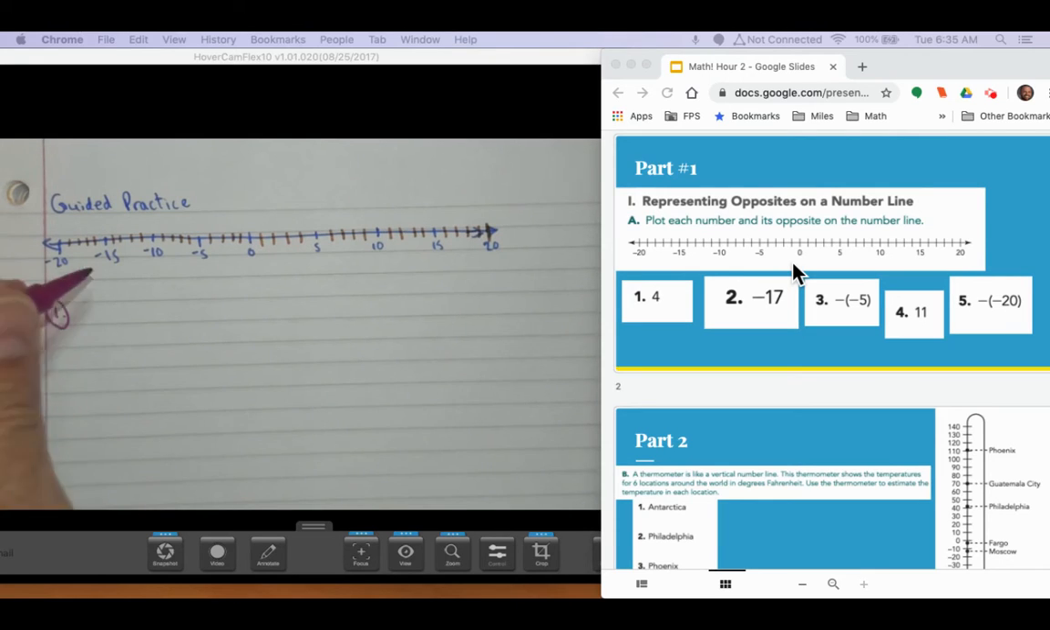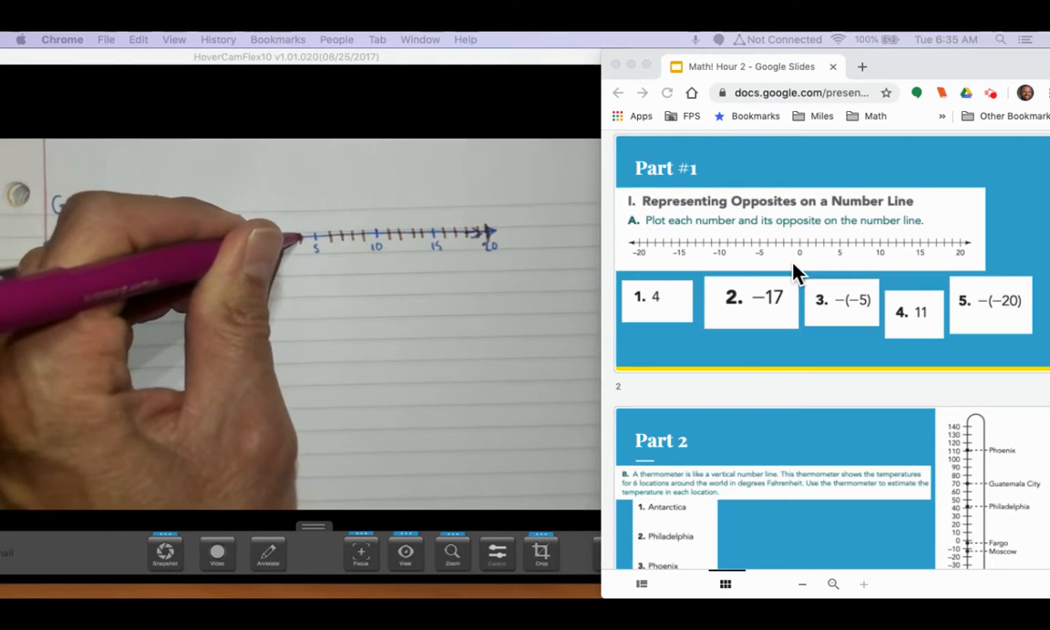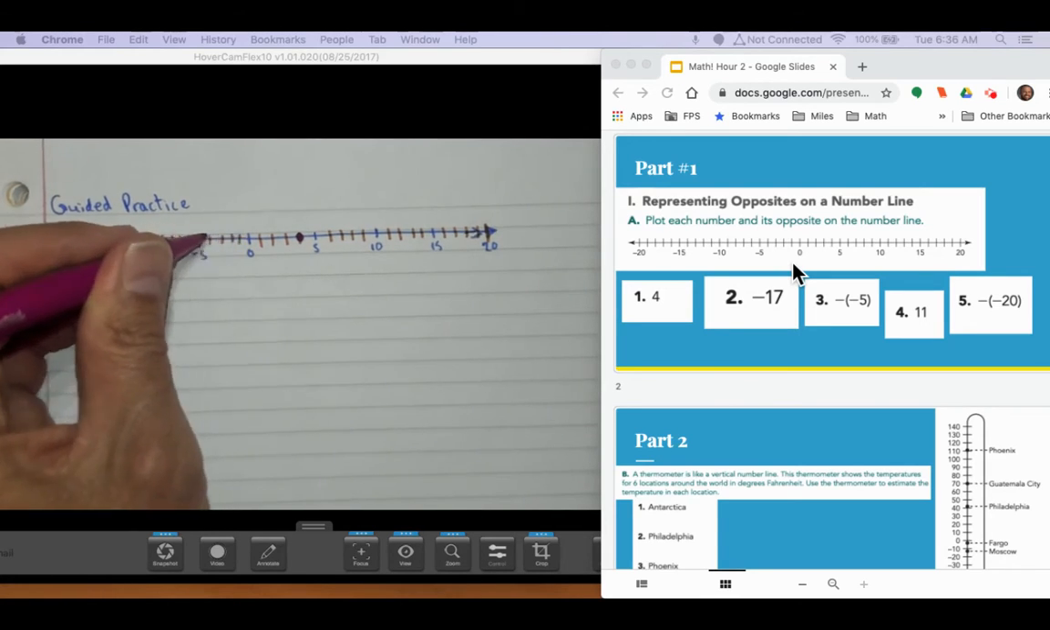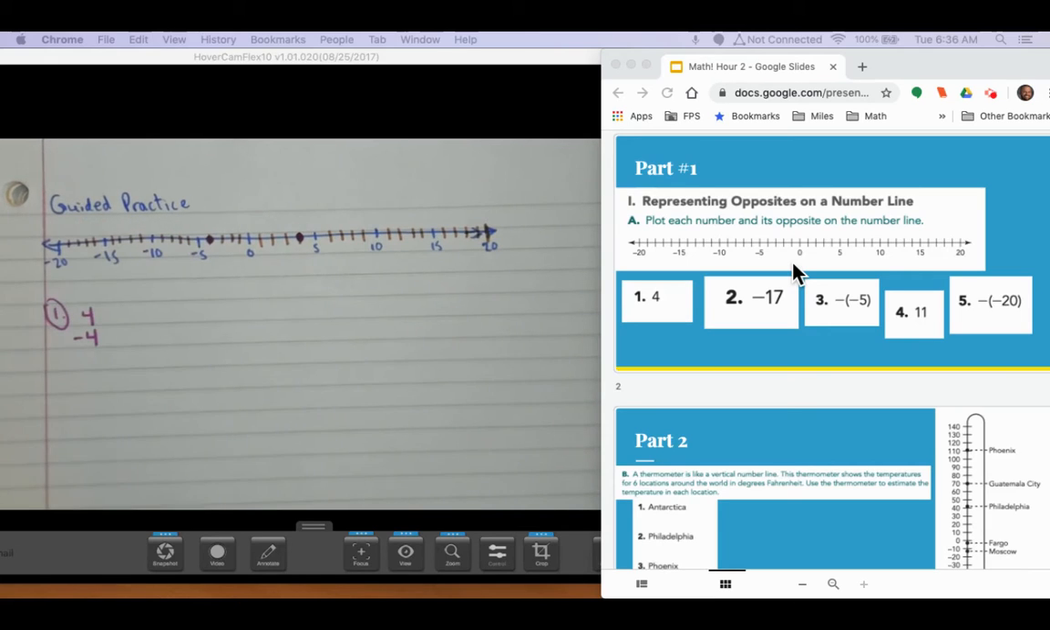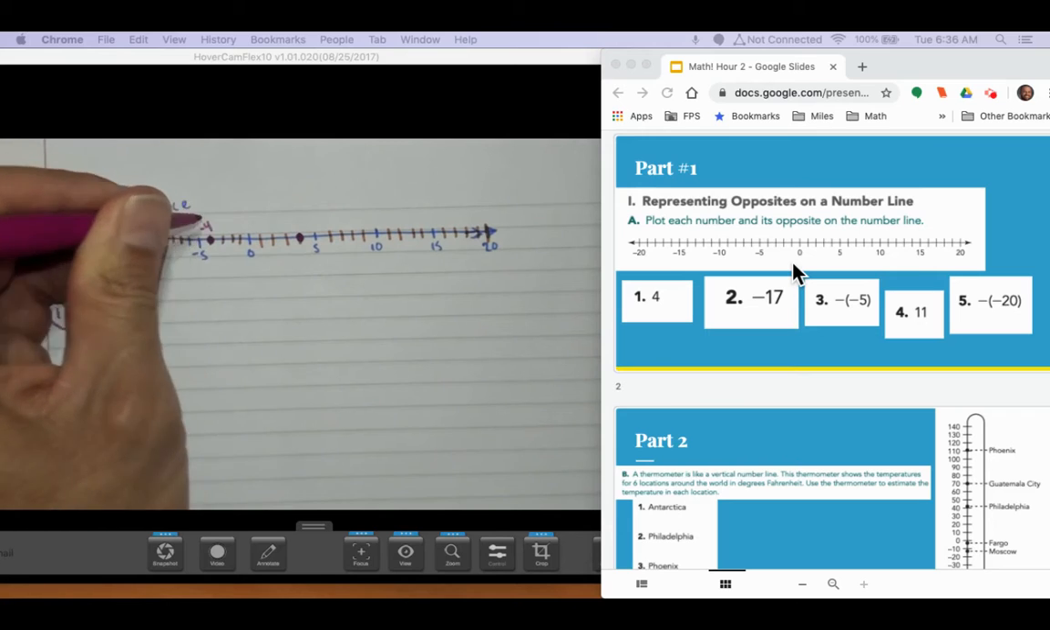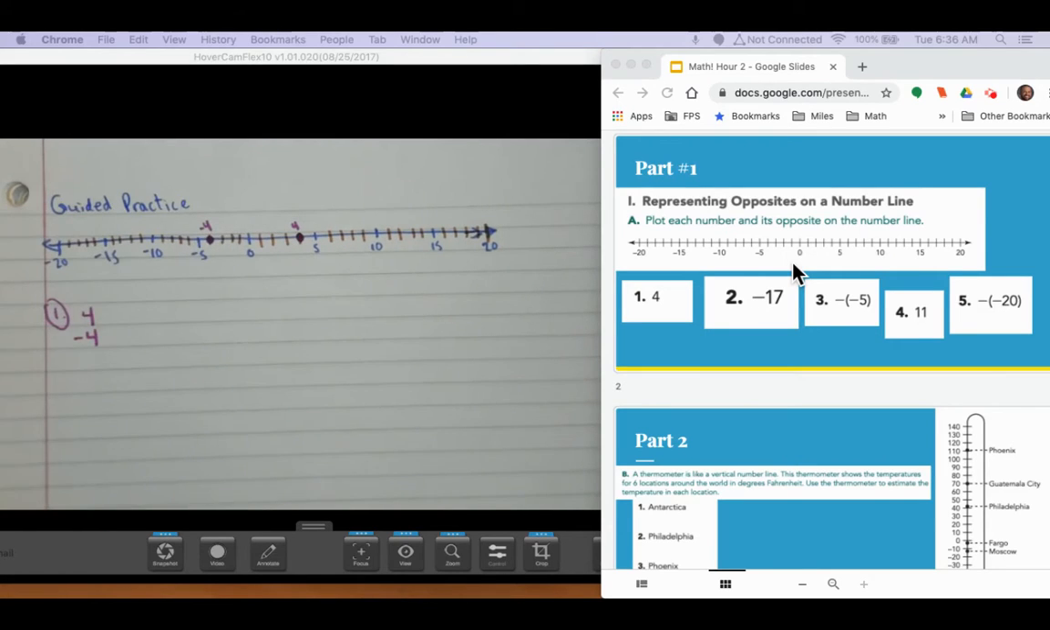So first, number 1 was 4. So if I plot 4 on the number line, it would be right here. Then I need to plot its opposite. And its opposite would be -4 on the number line. And so I'm going to plot -4 on the number line as well. And so I'm going to have -4 there and 4. I'm going to write both of them down as my answers. Make sure you pause it and do that same thing for number 2 right now.